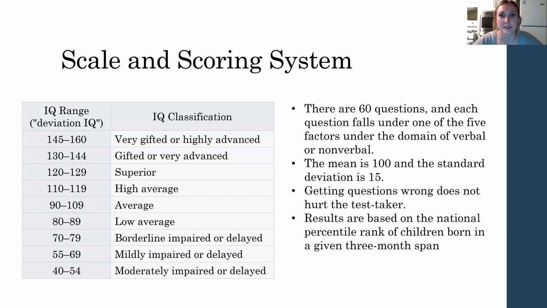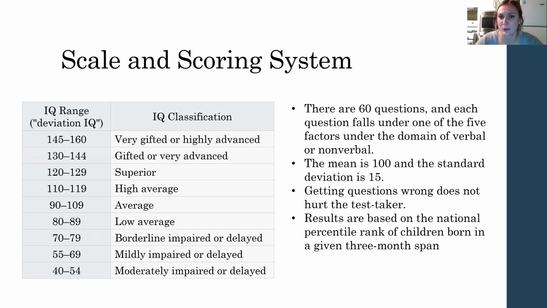For the scale and scoring system, there are 60 questions, and each question relates back to one of the 5 domains under either the verbal or nonverbal category. So there's a combination of 10 different types of questions. The scores translate to the mean being 100 and the standard deviation being 15.